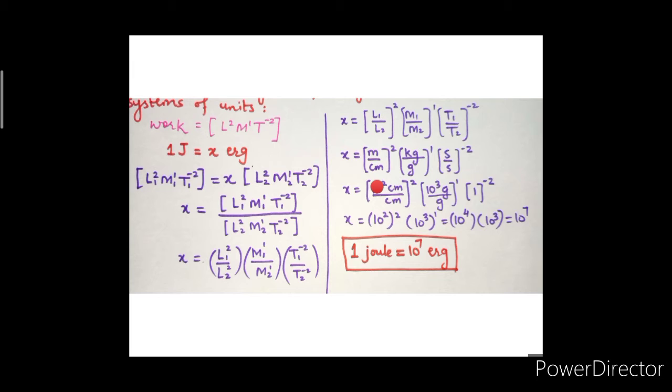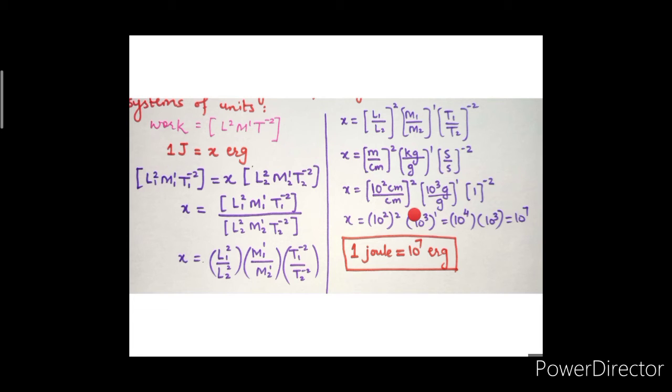So 1 meter is 100 centimeter, so it is to be written as 10 raised to 2 centimeter divided by centimeter, the whole power 2. Then kilogram upon gram has a power 1, so we have to write kilogram is equal to 1000 gram, and hence we write it as 10 raised to 3 gram upon gram raised to power 1. Then second upon second will be cancelled, remains with 1 raised to power minus 2, and 1 raised to minus 2 is remaining with 1 only. Then in the next step, centimeter gets cancelled, we are left with 10 raised to 2, the whole squared. Then gram gets cancelled, we are left with 10 raised to 3.